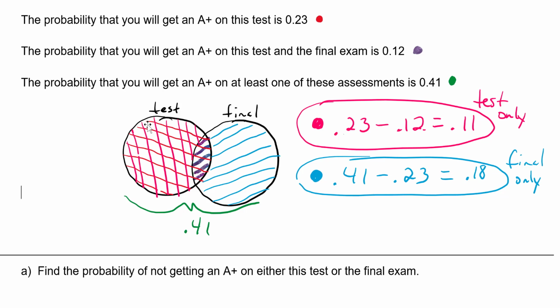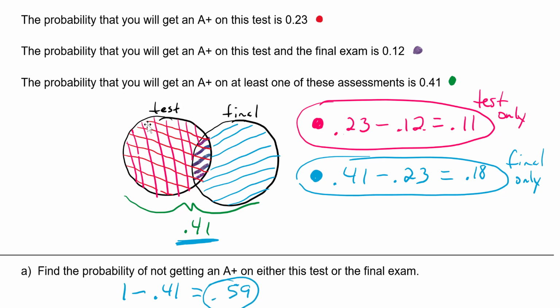So by not getting an A plus, do you agree that if this probability right here was the probability of getting an A plus on, and it even says it here, the probability of getting an A plus on at least one of them, so the probability of not getting it on any of them is 1 minus 0.41, which is 0.59. Okay?